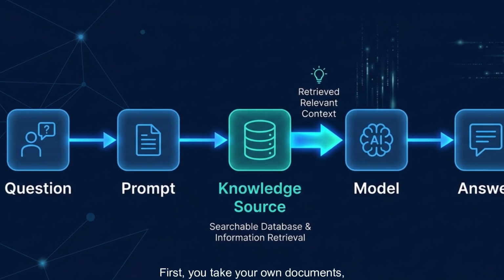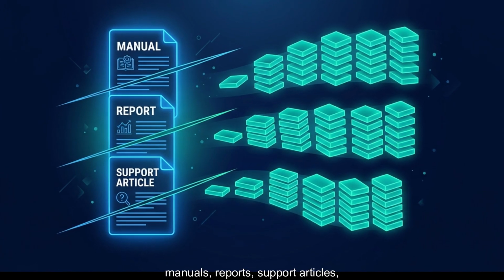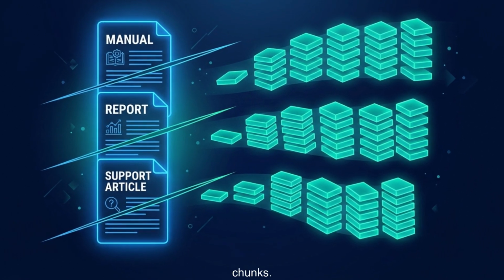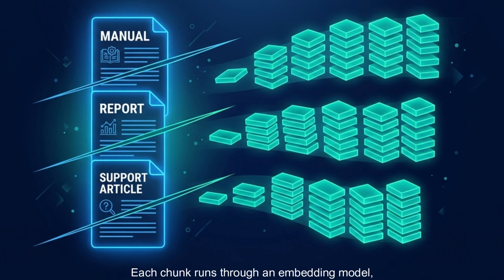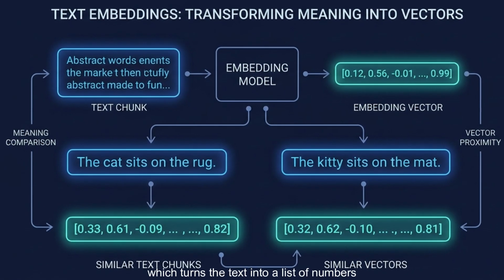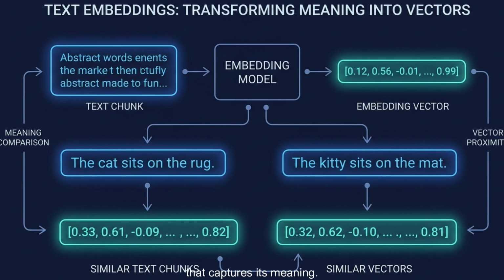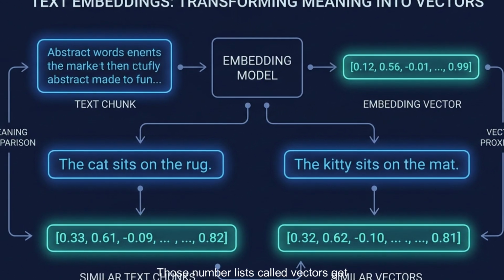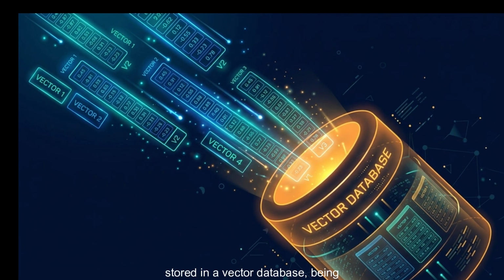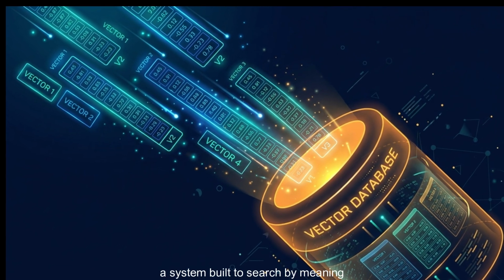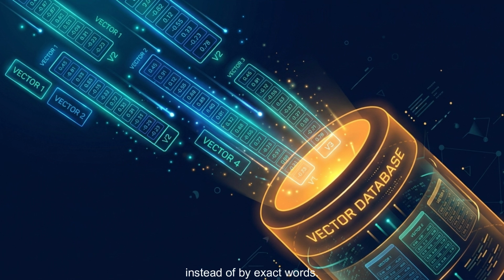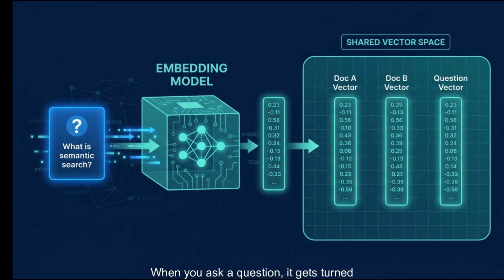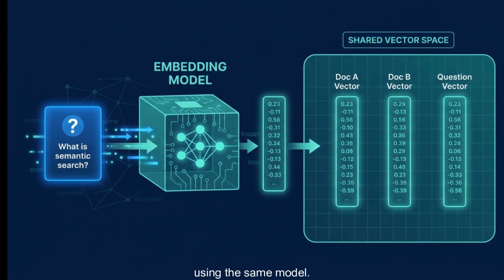First, you take your own documents, manuals, reports, support articles, and slice them into small bite-sized chunks. Each chunk runs through an embedding model, which turns the text into a list of numbers that captures its meaning. Similar ideas end up with similar numbers. Those number lists, called vectors, get stored in a vector database, being a system built to search by meaning instead of by exact words. When you ask a question, it gets turned into a vector too, using the same model.